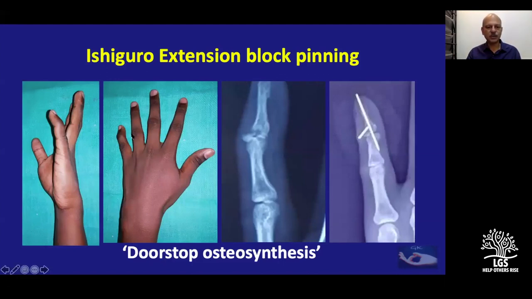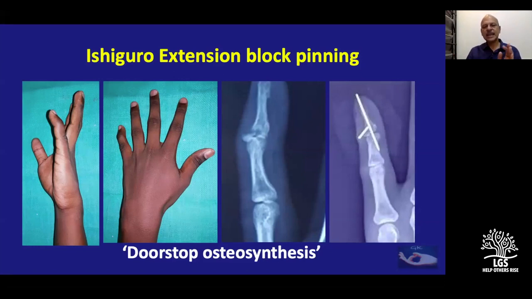Now this patient had a 30% fragment, and here you can make out the extension block pinning, which was described by Ishiguro. So it's called the Ishiguro extension block pinning technique, or the doorstop osteosynthesis. If you have a bony fragment of about 30% of the articular surface, this technique is very useful.